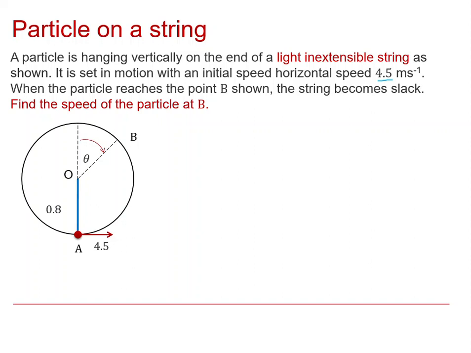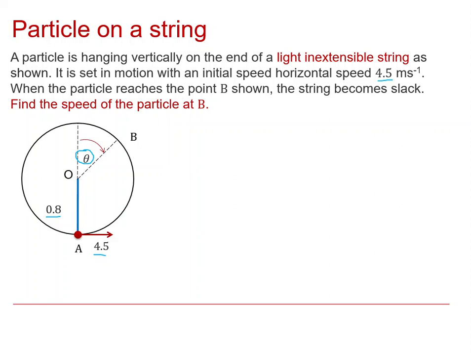So I've shown the setup in the diagram. The radius is unchanged at 0.8. We've got the initial speed 4.5 when we're interested in the angle theta, which is the one at which the tension first goes to 0. Well, in order to do that we'll need a force diagram. So what will the forces in play be?